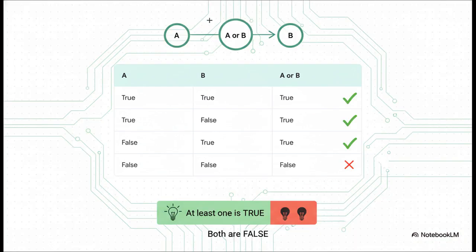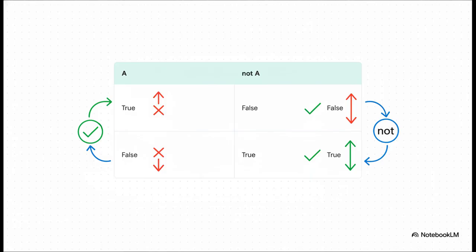Then you've got OR, which is way more chilled out. For A or B to come back as true, you just need at least one of them to be true. The only possible way for OR to be false is if both A and B are totally false. And rounding things out is not. This one's super simple. It just flips whatever you give it. So not true becomes false and not false becomes true. It just inverts the value.